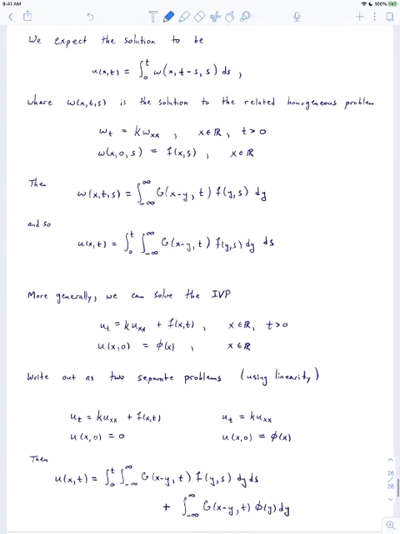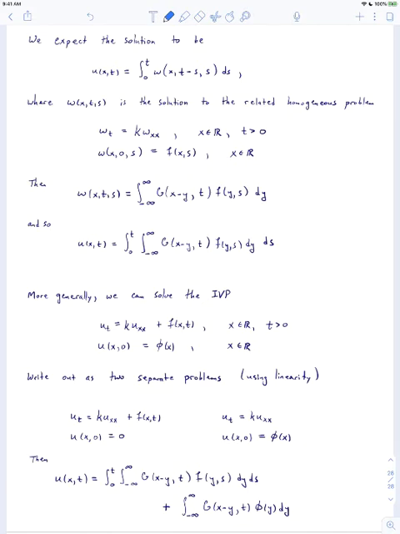We expect the solution to have the same form. So u at x comma t is equal to the integral from 0 to t of some w. Now w is going to have 3 arguments. It's going to have an x term, it's going to have the t minus s like it did before, and it's going to have an s term. Now this s is our dummy variable or our parameter. This x is what it normally is. It's the spatial variable. And t, of course, is the time variable.